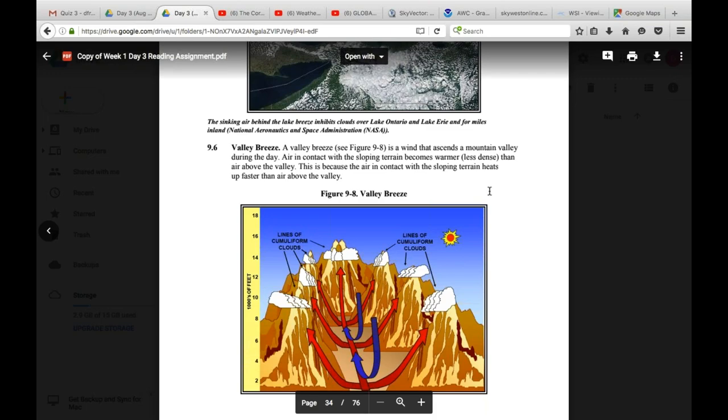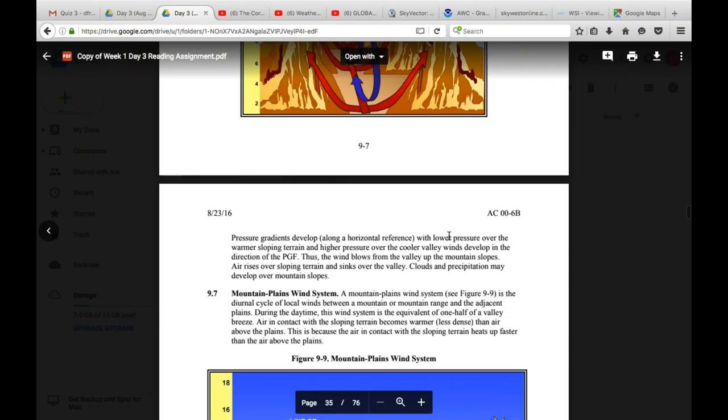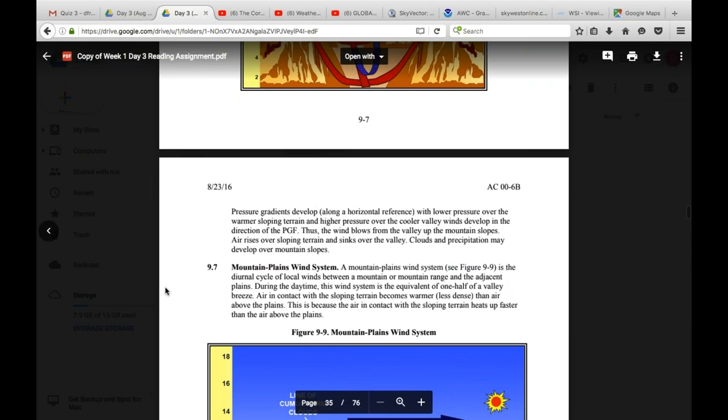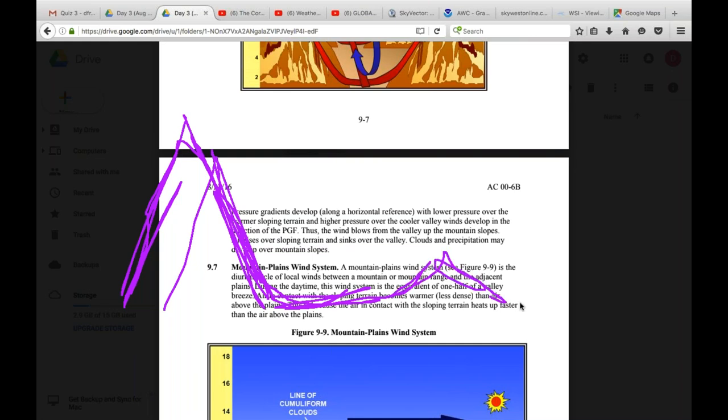That's because, that's a terrible picture for it, but I'm going to draw over this stuff. So if we have our mountain here, and then we have our valley, and then let's just, you know, we get this little hill over here, whatever. So then we have our sun slowly coming up.